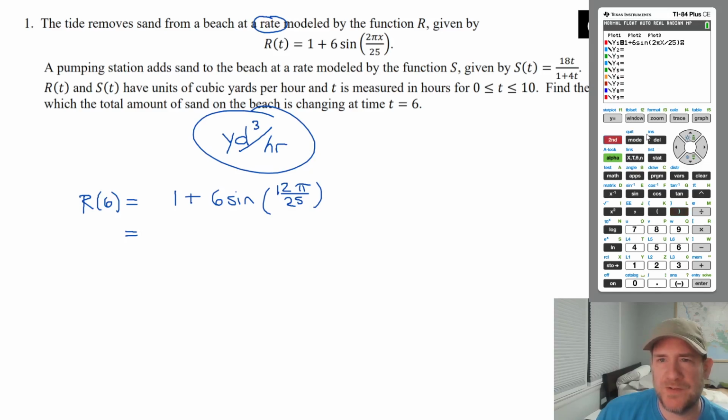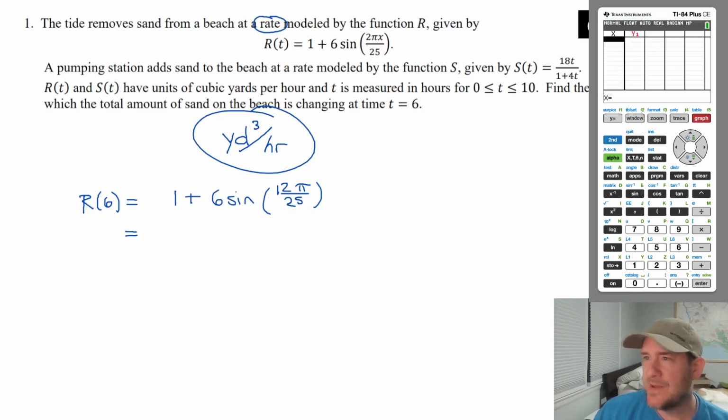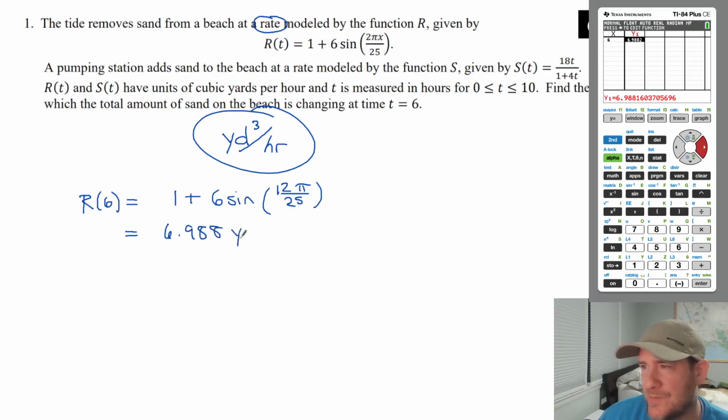Now that that's entered, I can go into my table, which I guess is already set up for ask. Again, if you don't remember, you can set your independent variable up for ask. Then when you go to your table, instead of it auto-completing, you can ask for whatever you want. We want the value at 6, so enter 6. I see enough of this decimal, but if you remember, if you highlight it, you can see the full expansion. But 6.988 is fine. I only want 3 decimal places. So I'm getting 6.988 cubic yards per hour.